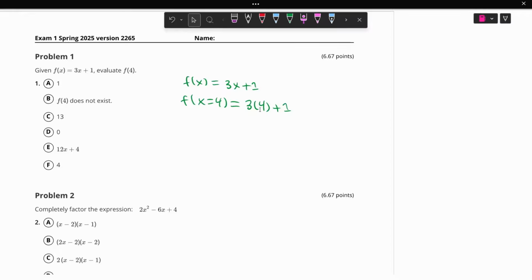And so from there, you end up with 3 times 4 is 12, plus 1 is going to be equal to 13. And so this is what f of 4 is going to be equal to. So this is going to be f of 4. And so the answer to this question is going to be C.